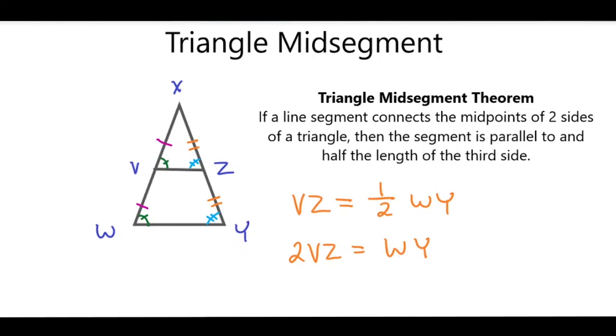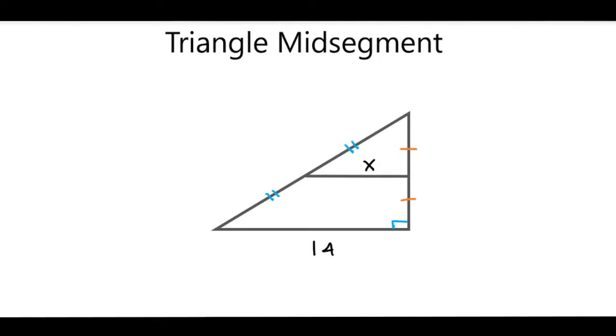Let's look at some examples. So here we have a triangle, and I know that X is the length of the midsegment of the triangle. How long is X? Well, if I know that this base of the triangle is 14, I know that X is equal to 14 divided by 2. So on this one, X would be 7.